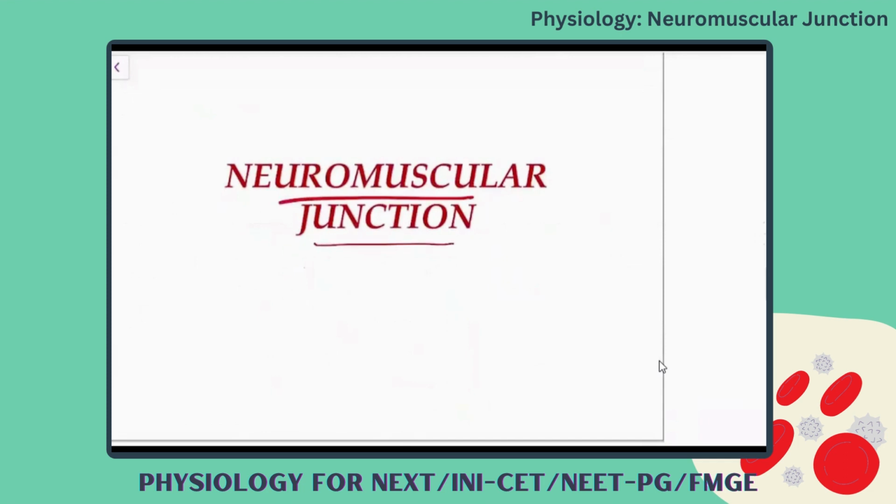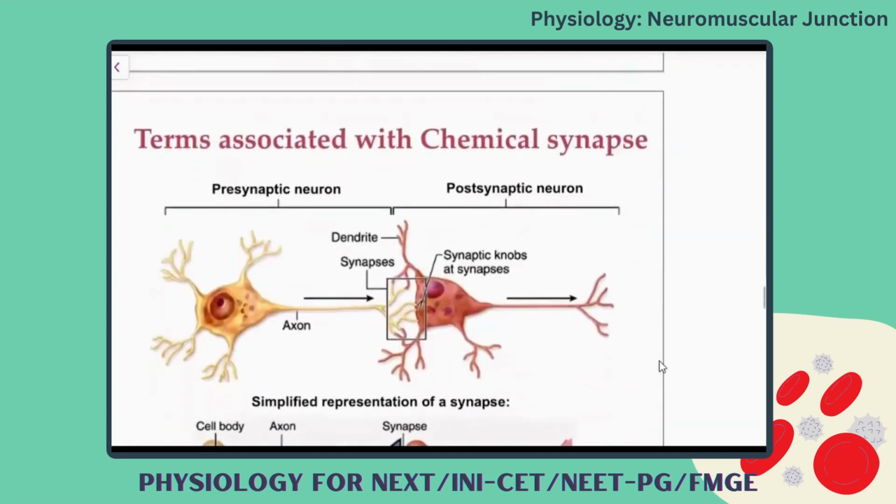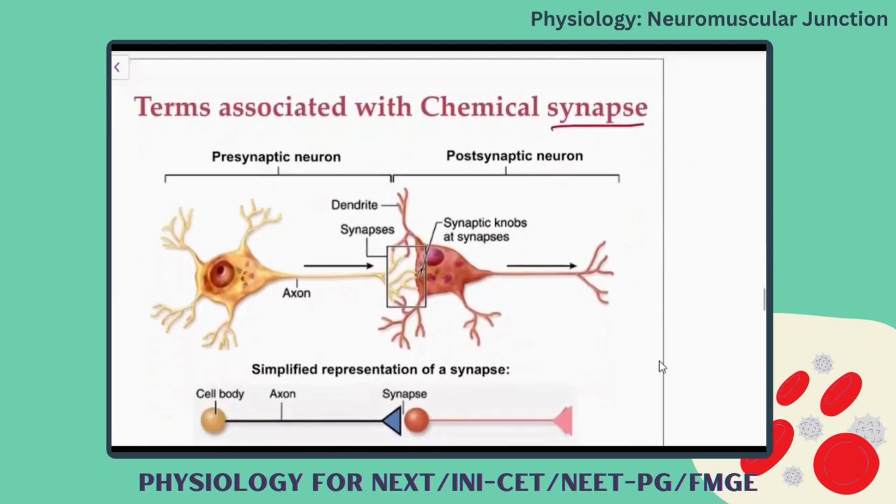Synapses and the neuromuscular junction. The neuromuscular junction is the junction between the nerve and the muscle. If it is between a nerve and a nerve, what you call that is a synapse. Okay, so this is what a synapse is.